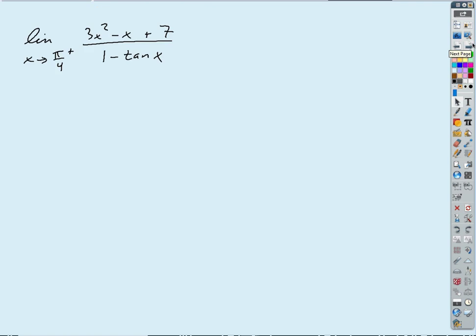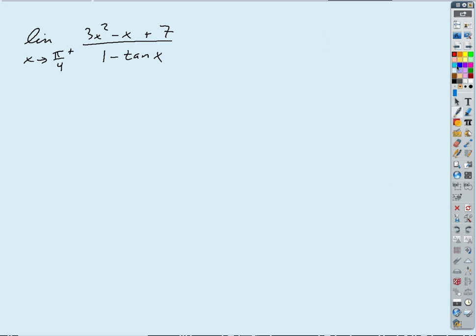How about this one? Last one. So this one is not going to be indeterminate, is it? If I plug in pi fourths on the top, would you agree there's no way I'm getting 0 on the top? But on the bottom, what is tangent of pi fourths? 1, isn't it? And once again, just think unit circle.